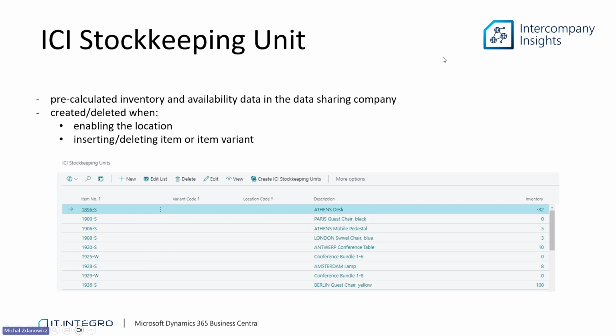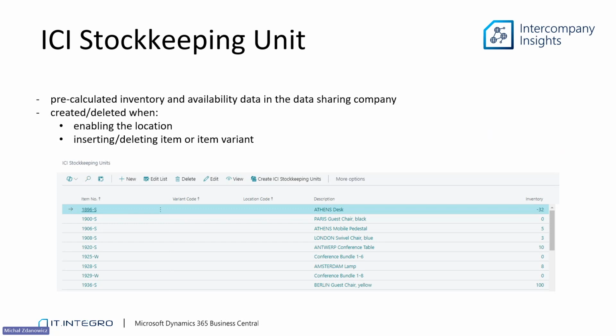Moreover, we have introduced a new structure, ICI stock keeping unit. This structure is used in a data sharing company. It's pre-calculated inventory and availability data. The structure is very similar to the standard stock keeping units. However, it has just the information about the inventory flow fields, about the availability and so on. So all the flow fields which are available on the stock keeping units are available also here.